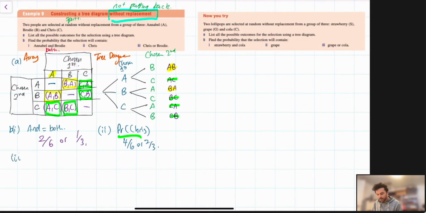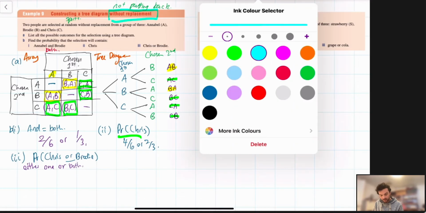The last one is 3. What's the probability of Chris or Brody? Now, or means one, either one, I should say, or both. So we just after people that just have Chris in it, or Brody, or both. The situations all count when we're thinking of the word or. So in red, I'm going to go over and have a look at these. I might try a different color because red's not the best.